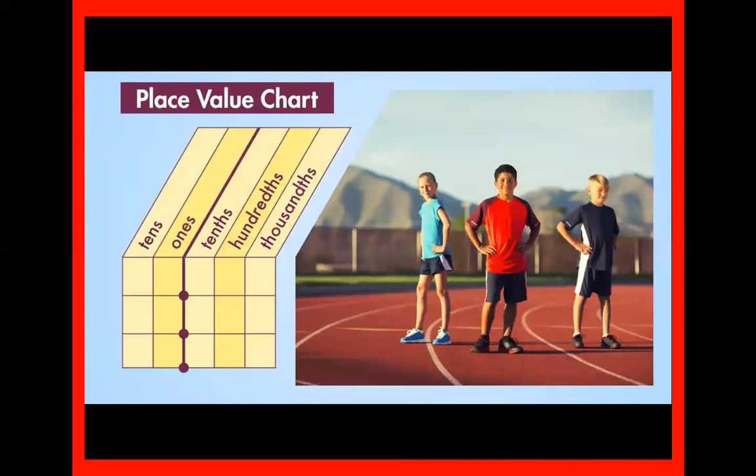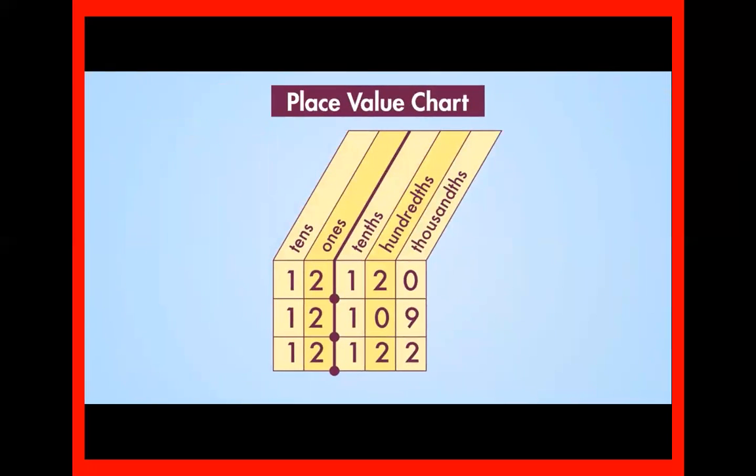Let's compare the sprint times of 3 track team runners in the 100-meter dash. The smallest value is the fastest time. The largest value is the slowest time. In the chart, align the decimal points of the numbers you're comparing. Then write the value of each digit in the correct column of the chart. Now compare the digits in each place. Here, we start with the tens place. Moving from left to right, find the first place where the values are different, which is the hundredths place.